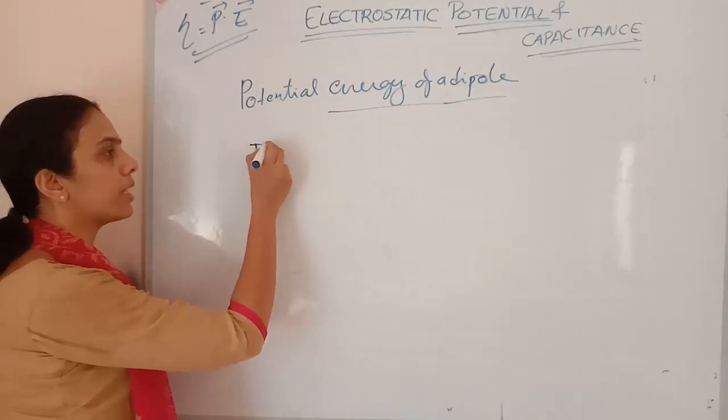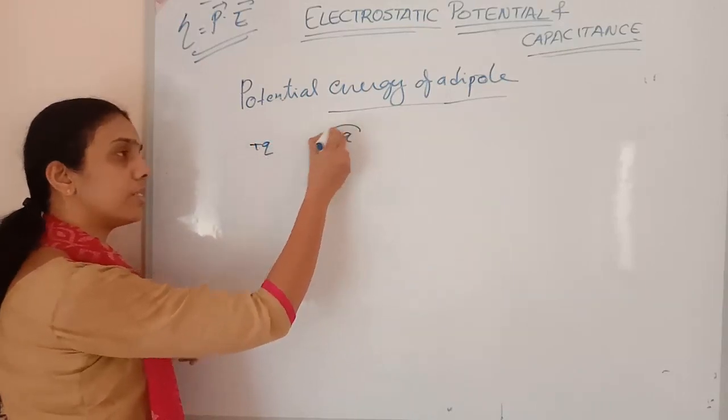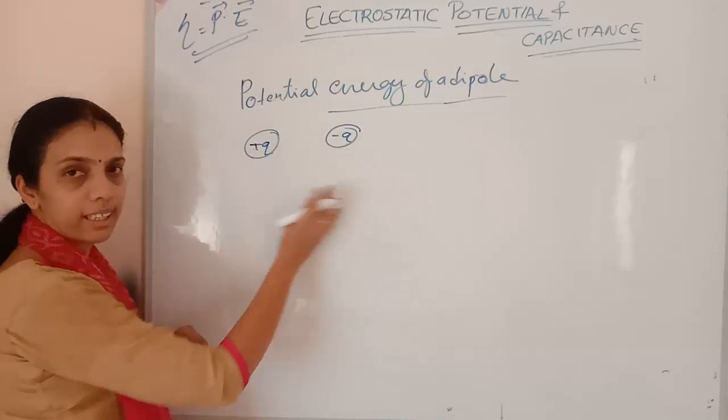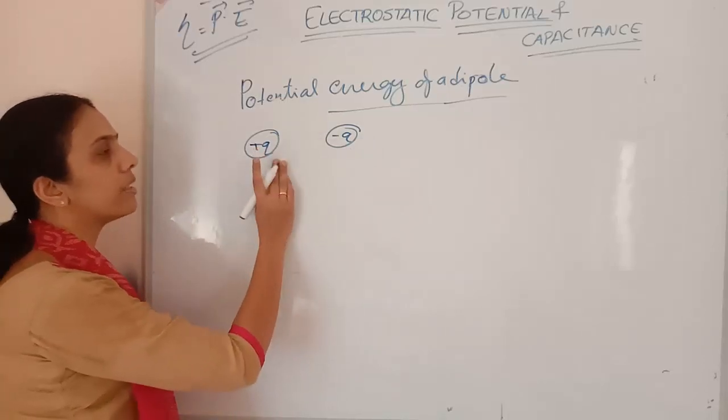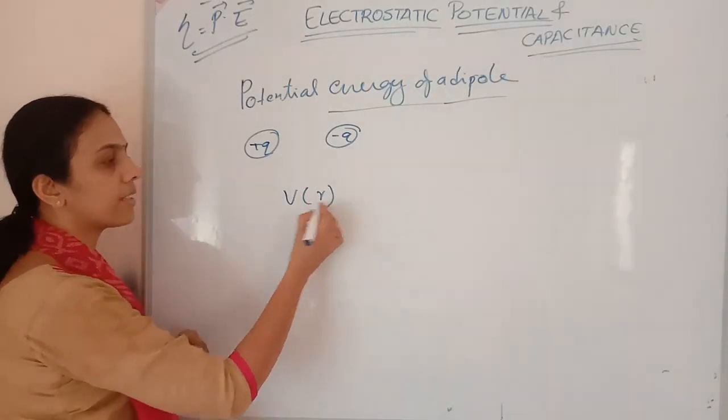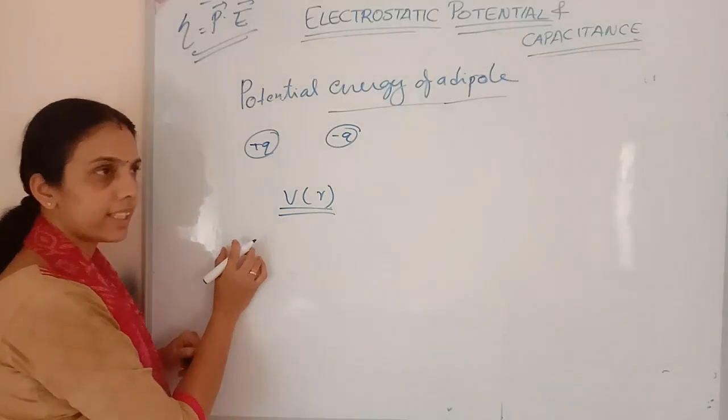Okay, so plus q is one charge, and minus q is another charge. Next, we are going to bring these two charges into the external electric field. Here, one charge is already there which has an external field. V of r is the potential at that charge.